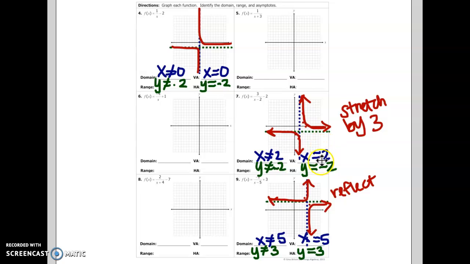So I know then that my vertical asymptote is at x equals 2 because I set my denominator equal to 0. I know that my horizontal asymptote is y equals negative 2 because that's my k value. So I draw those 2 dashed lines. I always do that to show the domain and range. So the domain is then that x cannot equal 2, and y cannot equal negative 2.